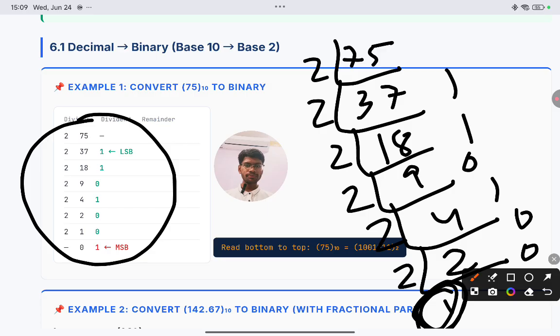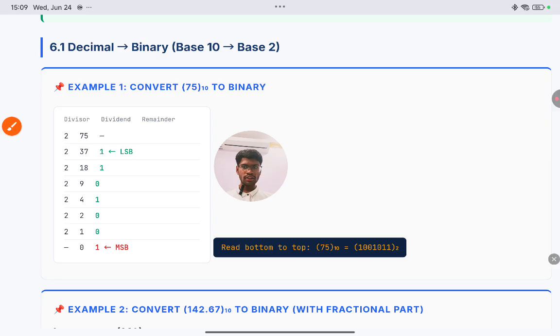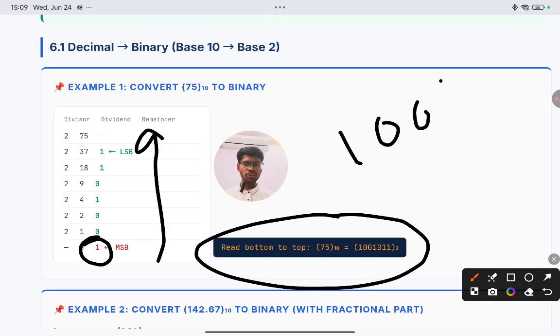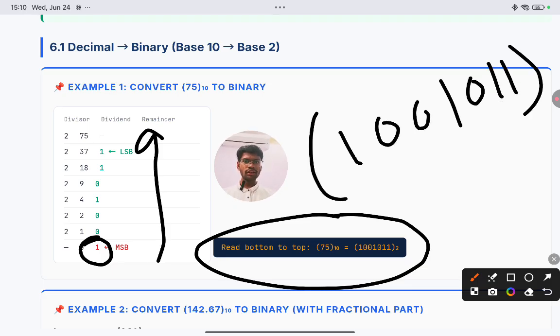Then you basically go from top to bottom. Top to bottom if you go, what is basically there? 1 0 0 1 0 1 1, right? So if you understand this, this is the result. If you go this way, 1 is the last we saw, then 1 0 0 1 0 1 1. This gets you the decimal to binary conversion, very easy. This is with the decimal numbers.